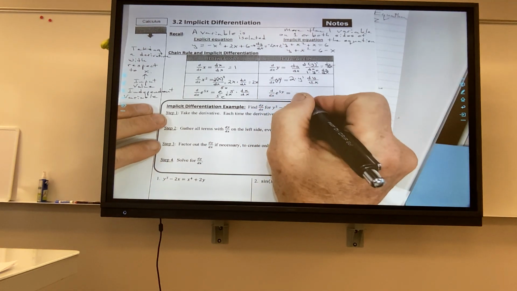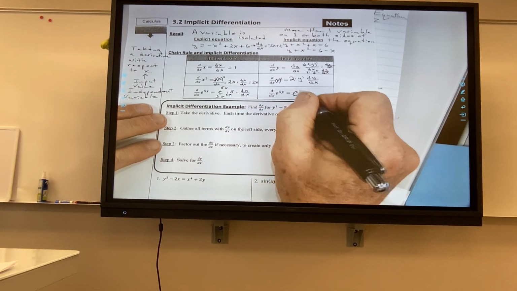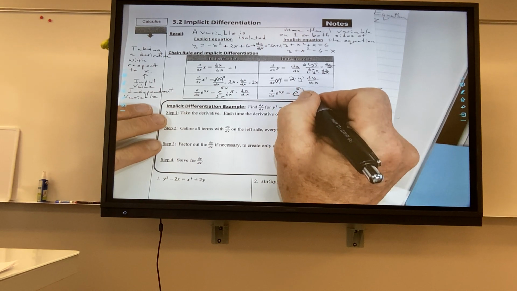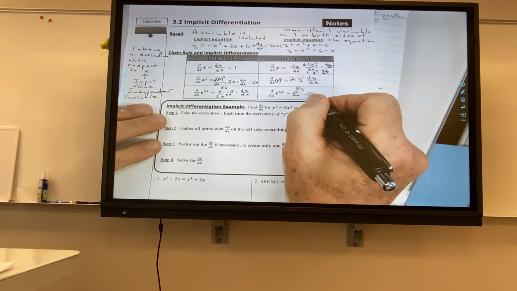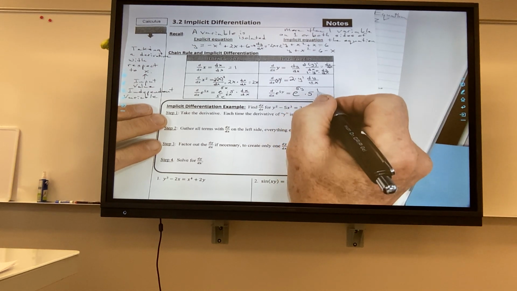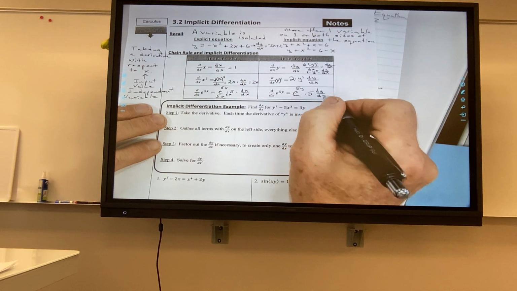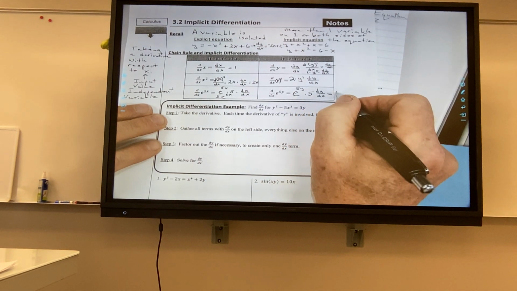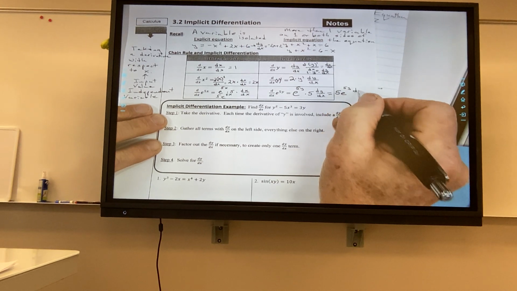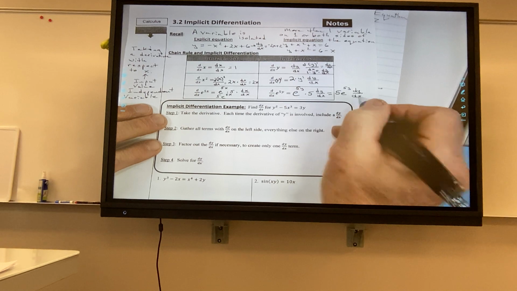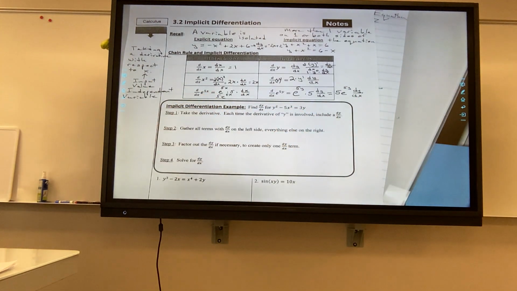This is going to be e to the 5y times the derivative of 5y, which is 5. The derivative of y is dy over dx. So this is going to become 5e to the 5y times dy over dx. So anytime you see a y, you follow all your basic derivative rules and multiply at the end by dy over dx.